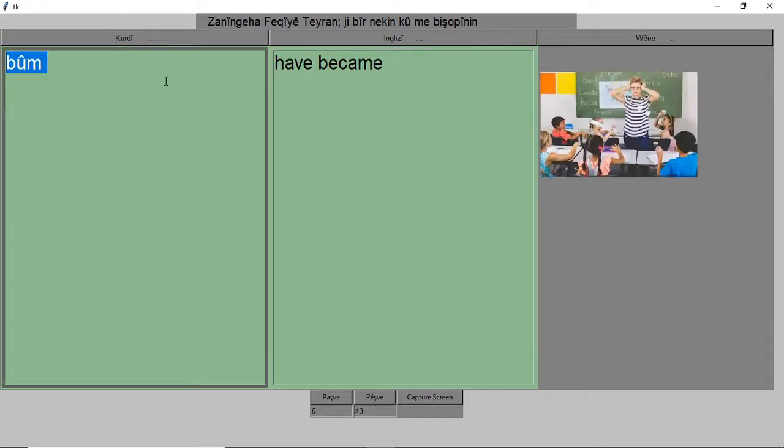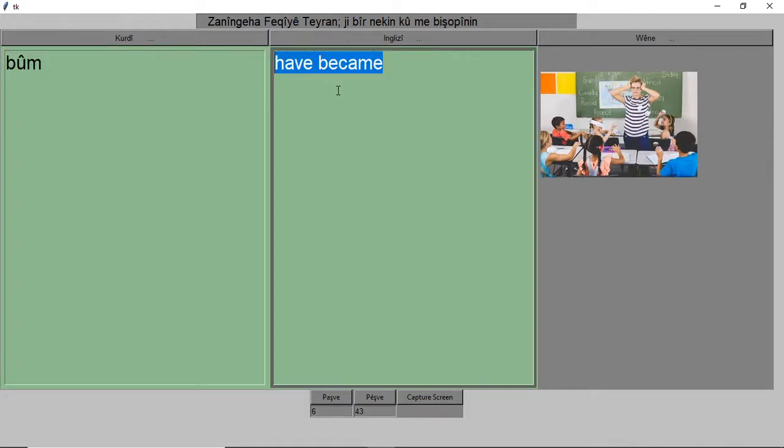Boom, have become. So boom, have become. If you remember, in the past tense also, we use this word to make the past tense. So that's it. Boom, have become.